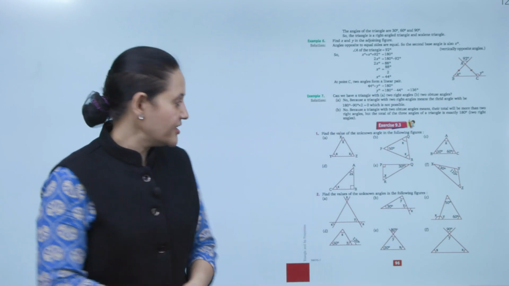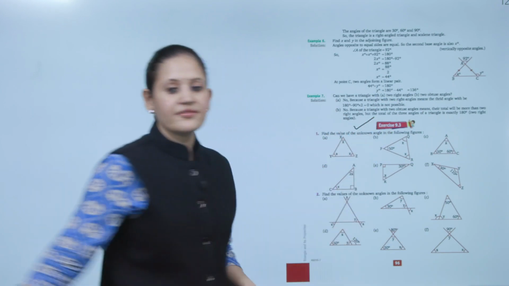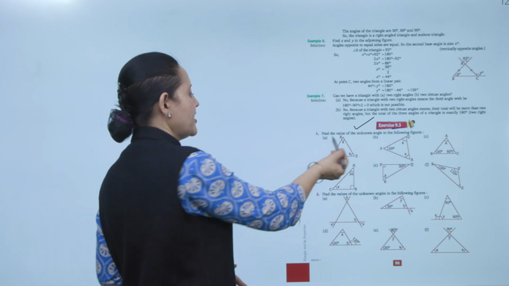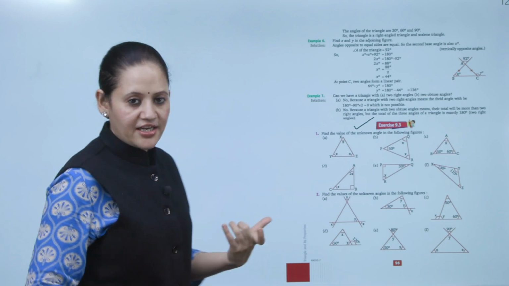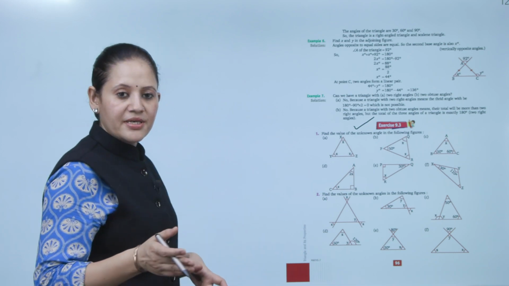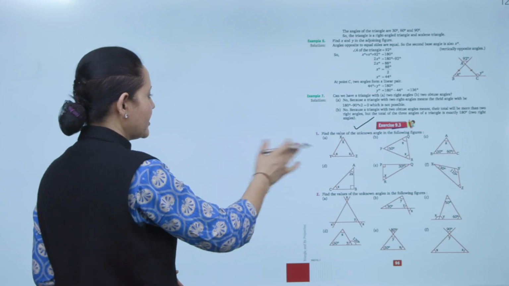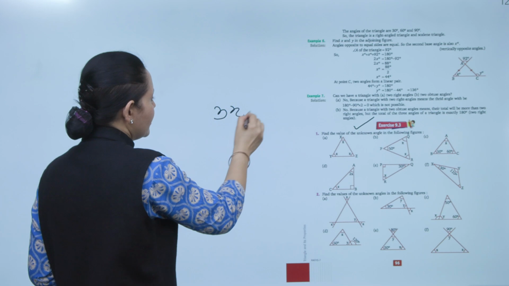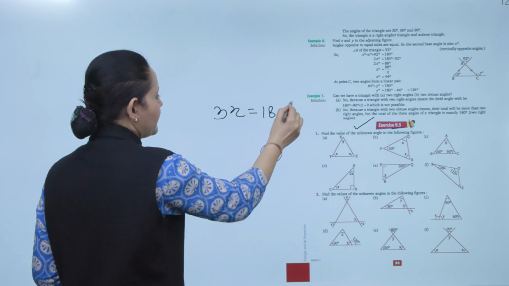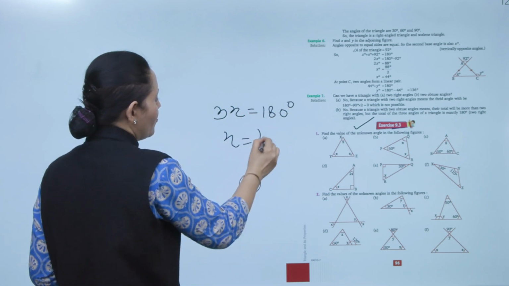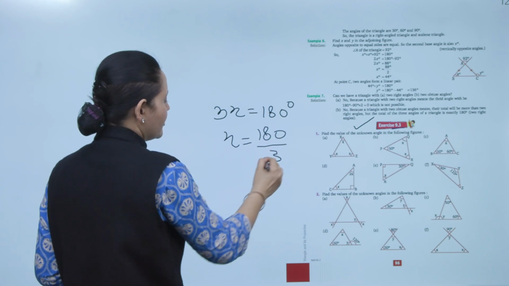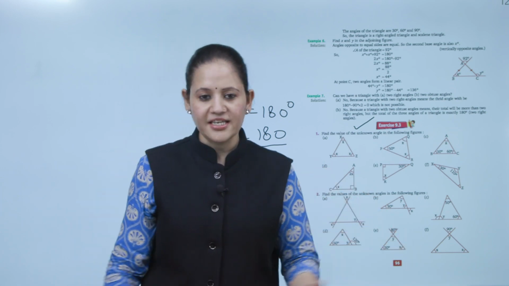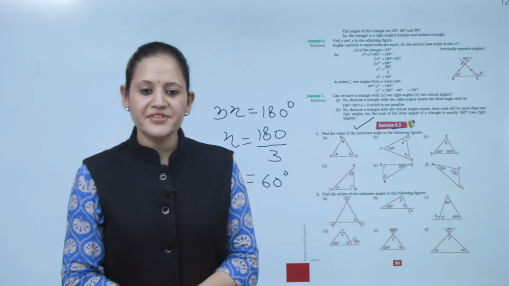Next is exercise 9.3. Find the value of unknown angles of the following figure. So here angles are given x, x, x. All three angles are equal. So from the angle sum property, we know the sum of three angles is 180 degrees. So x plus x plus x, that is 3x, equals 180 degrees. So x equals 180 upon 3, which means 60 degrees. So each angle will be 60 degrees. Clear? Practice all the questions of this exercise.